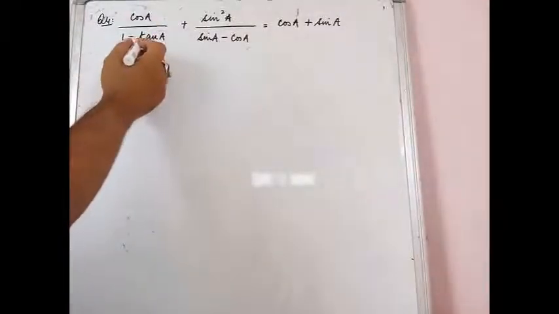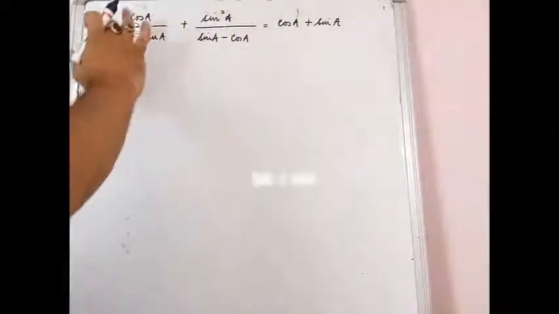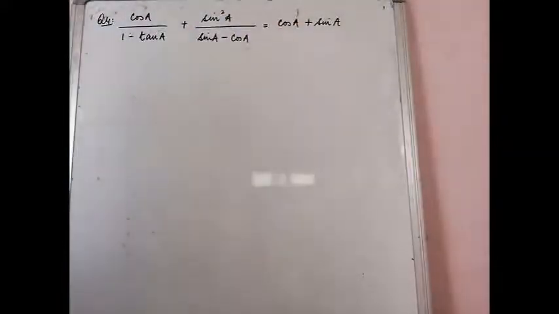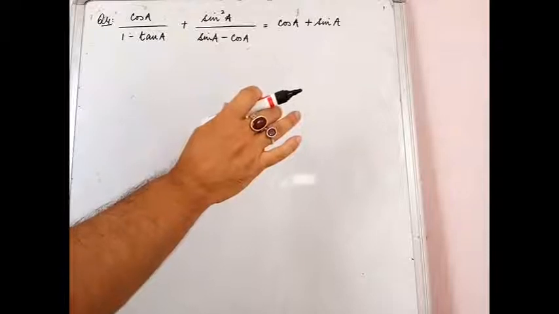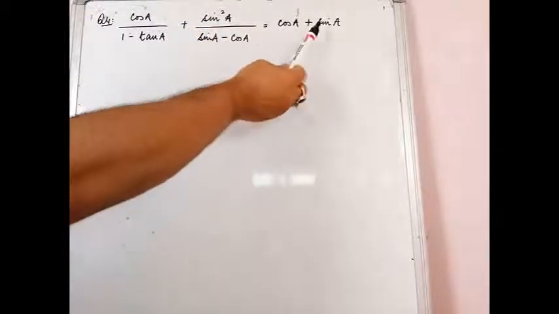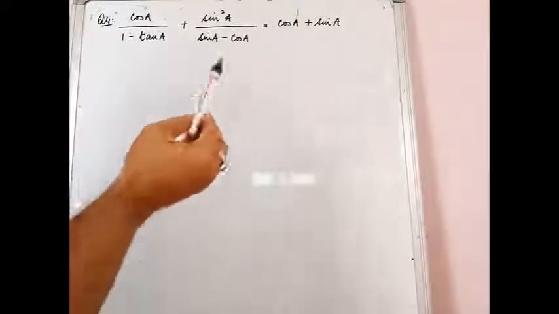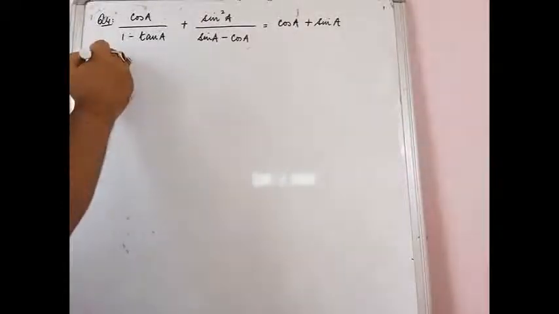Cos A upon 1 minus tan A plus sine square A upon sine A minus cos A. This is equal to cos A plus sine A. You have to prove that this entire left hand side is equal to what we have on the right hand side. So the first thing that you notice is most of the trigonometric ratios are basically in the simple forms, that is sine A and cos A. On the right hand side you only have sine A and cos A. So let us once again start with the left hand side.